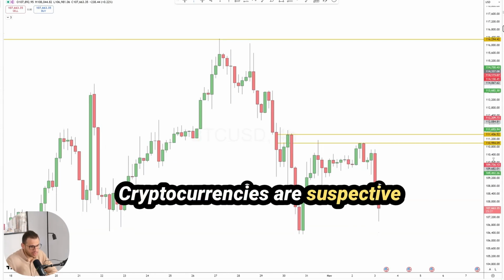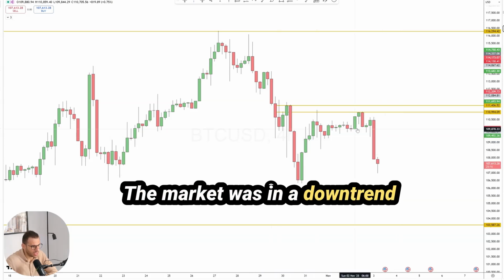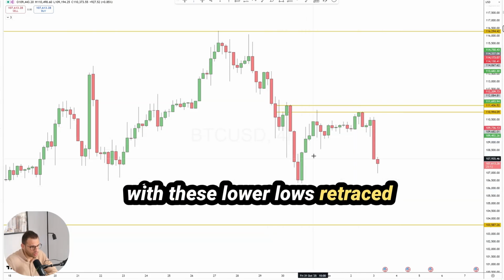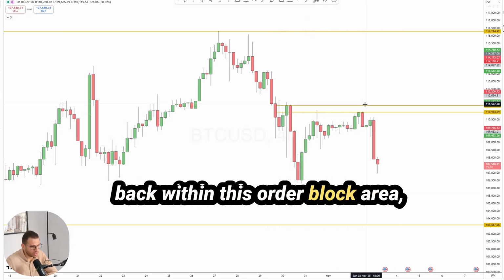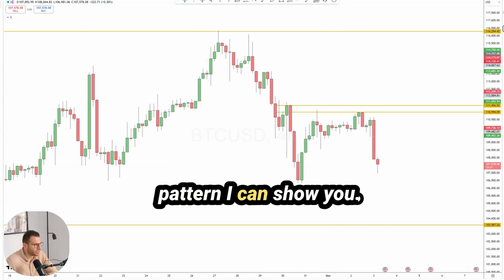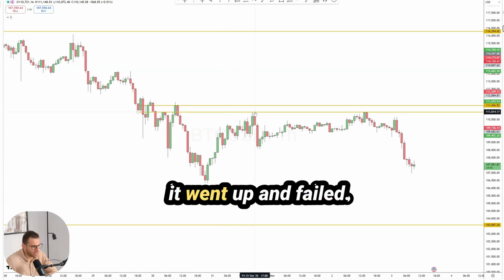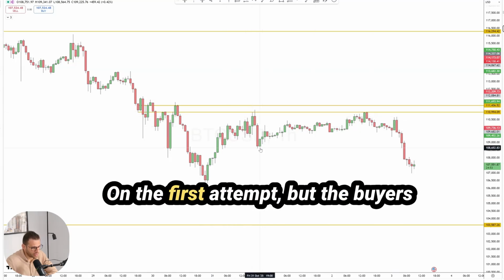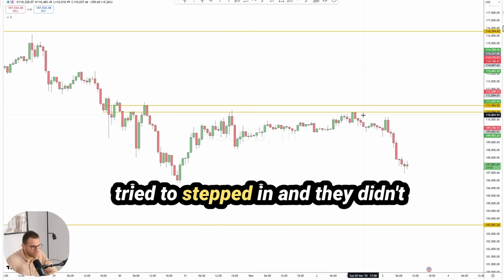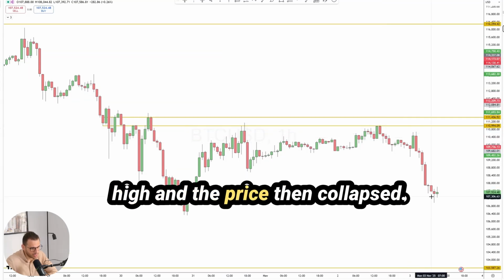Cryptocurrencies are susceptible to more bearish than bullish. The market was in a downtrend with these lower lows, retraced back within this order block area. It formed a double top here. That's a classic reversal pattern I can show you on the hourly time frame. The price after the retracement, it went up and failed on the first attempt, but the buyers tried to step in and they didn't manage to push beyond this swing high, and the price then collapsed.